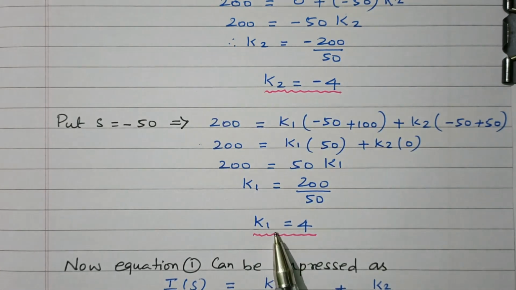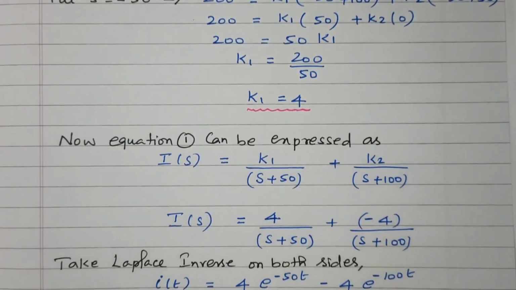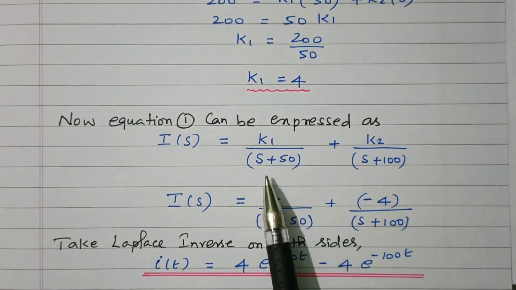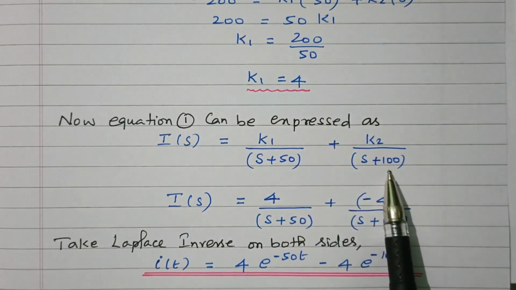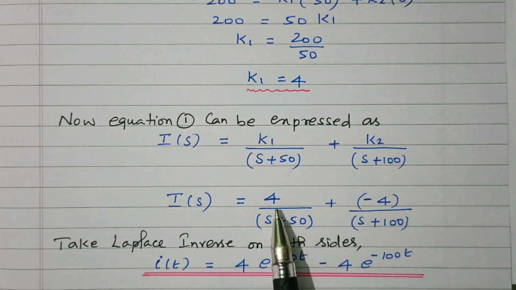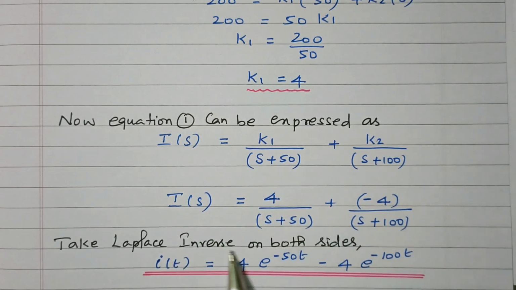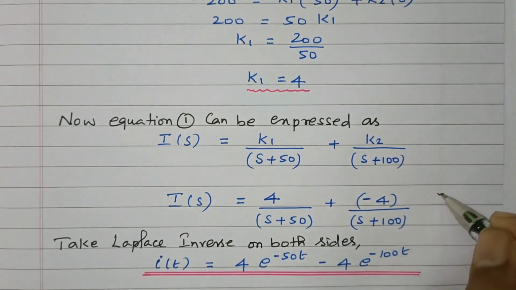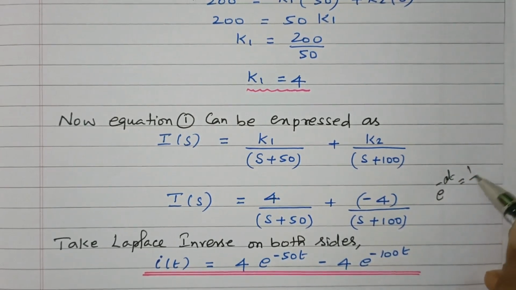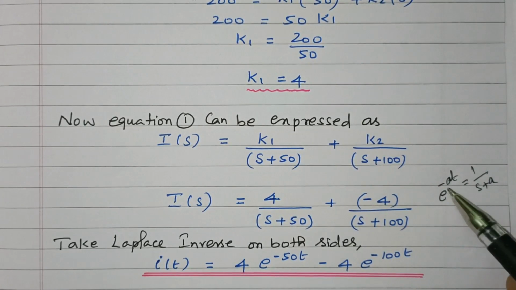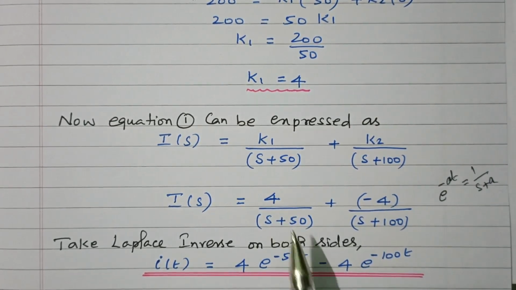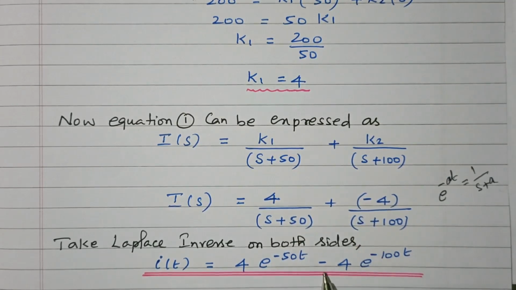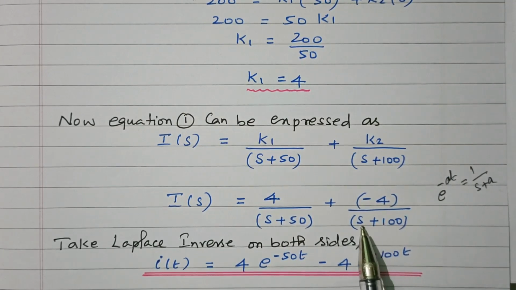Now we got both the values k1 and k2, so we can write equation 1 as k1 divided by s plus 50 plus k2 divided by s plus 100, where k1 equal to 4 and k2 equal to minus 4. Right. Now we'll take the inverse Laplace on both the sides. We are using the same formula, e power minus at equals 1 divided by s plus a. So 4 is constant, 1 divided by s plus a, a is 50, so e power minus 50t. Minus 4 is constant, 1 divided by s plus a, this is 100, so e power minus 100t.